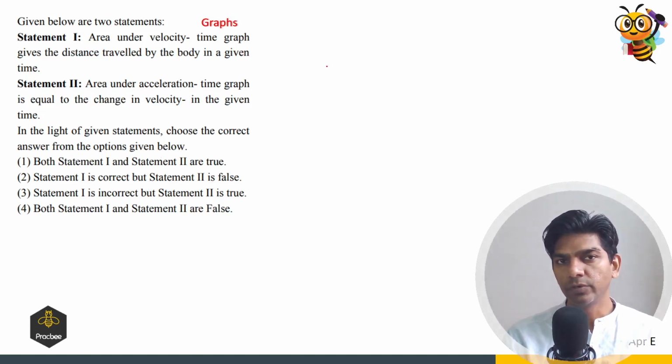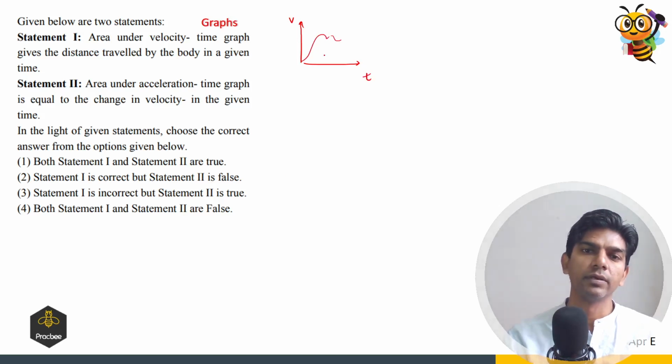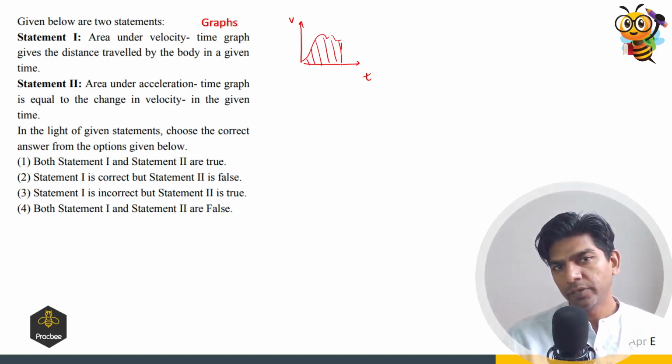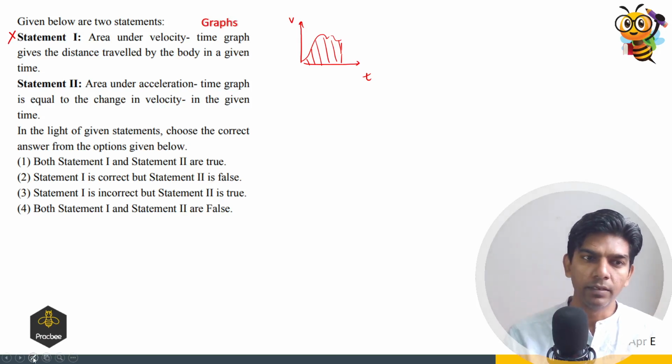Right, so if you look at statement 1, it says if we have a velocity time graph, suppose this is the velocity time graph, the area under this graph gives us the distance traveled, right? So it will be distance traveled if the particle is not changing its direction while moving, but if the particle is changing its direction, then it should give us the displacement of the particle. So statement 1 is not completely correct, it is incorrect. The right statement would be: the area under velocity time graph gives us the displacement covered by the particle.